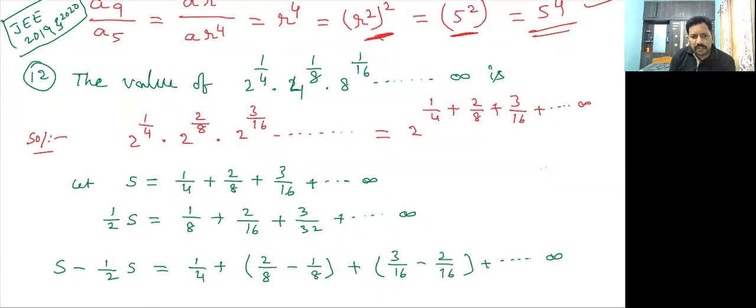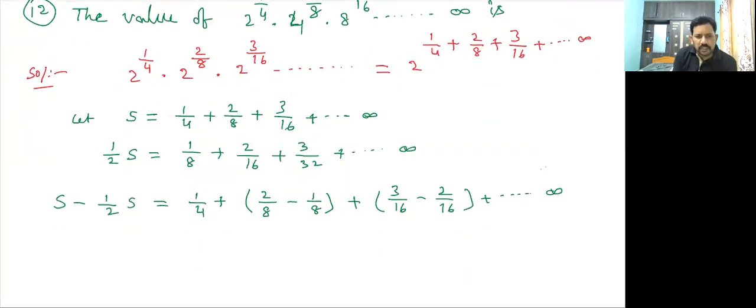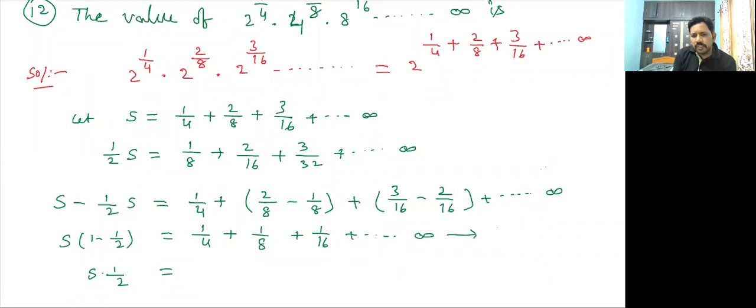After subtracting, we get 1/4 plus 1/8 plus 1/16 and so on infinite. On the left, taking S common, the remaining is 1 minus 1/2, that is 1/2 only. Now this is a GP series. In this GP series, what is the A value? It is 1/4, and the common ratio R is 1/2.